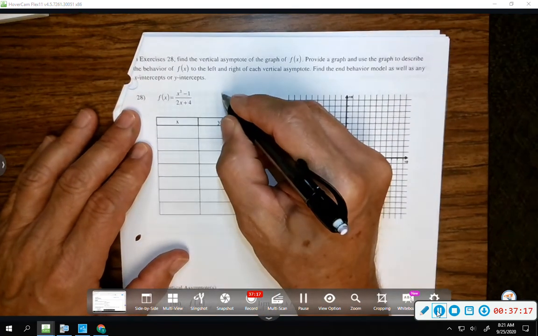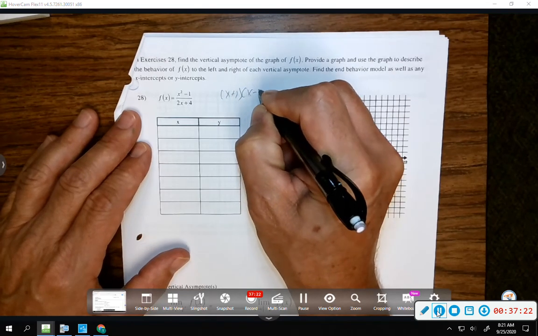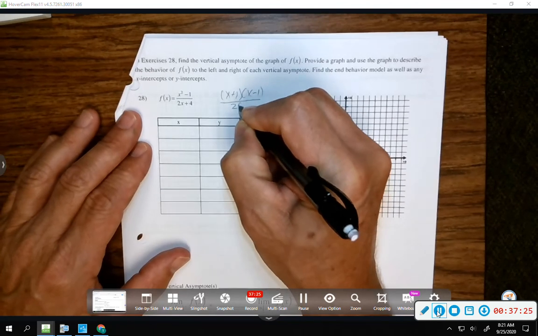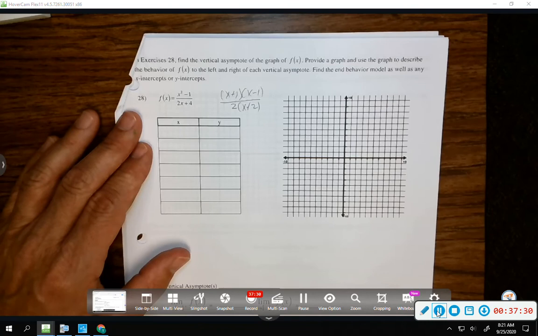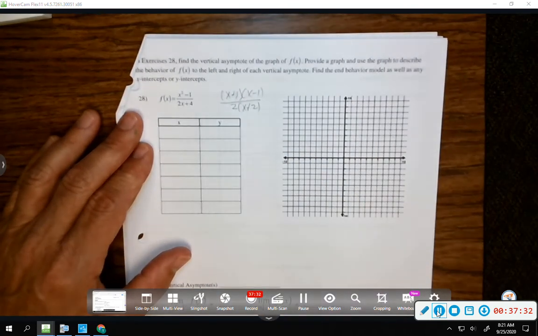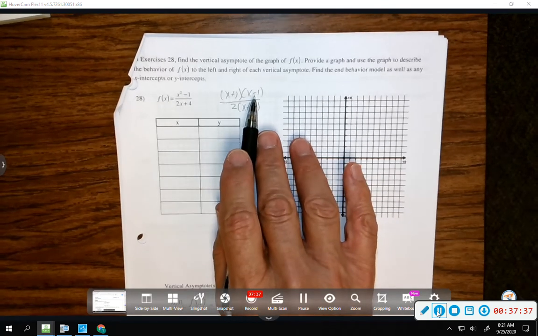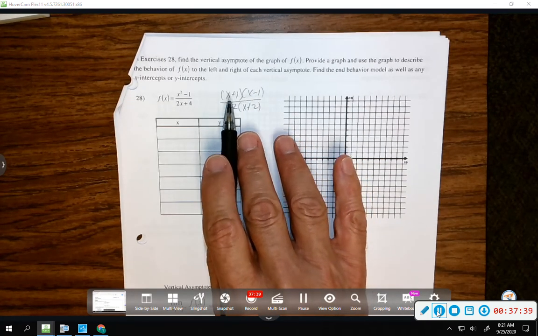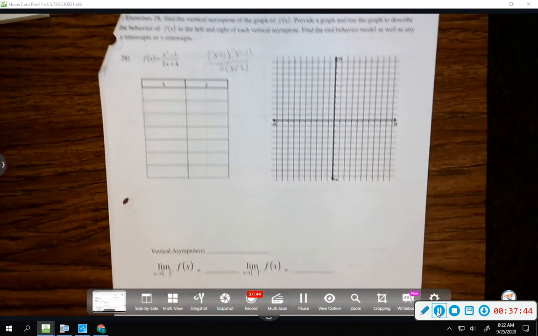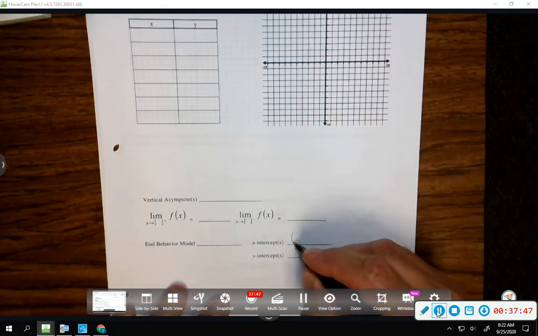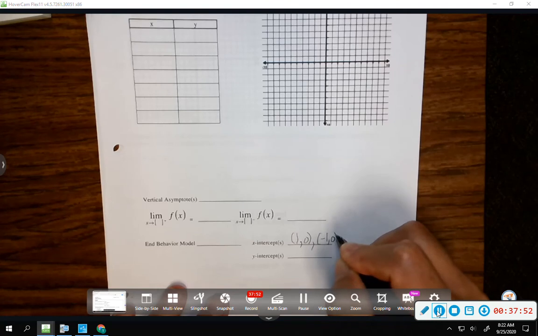We can factor the top to be x plus 1 times x minus 1, and we can factor the bottom to be 2 times x plus 2. Factor out the greatest common factor on the bottom. Why is that important? When the numerator equals 0 is going to tell us the x-intercepts. So we have an x-intercept at x equals 1 from this factor and x equals -1. Write them as coordinate points: (1, 0) and (-1, 0). So I can plot those 2 points.